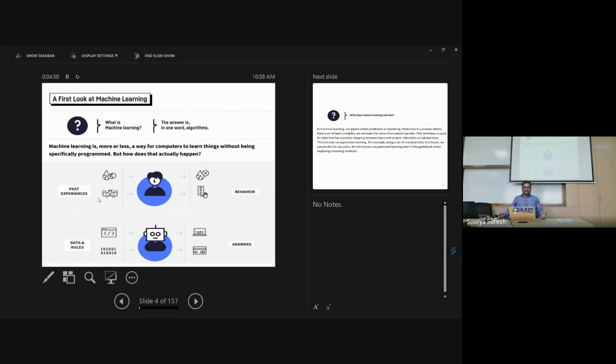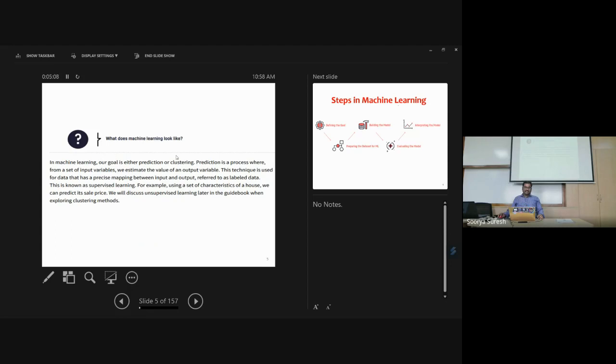Where a human being learns from past experiences, here a machine learns from data and rules, mainly data. So what does machine learning look like? In machine learning, the goal is prediction or clustering. What does prediction mean? From the existing data, the seen data, the current data, we perform some analysis, and we want to predict into the future, unknown data.